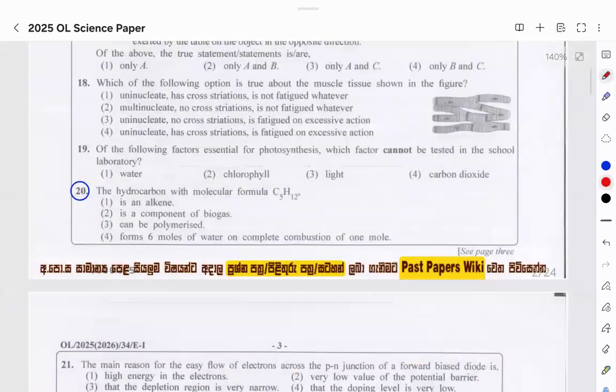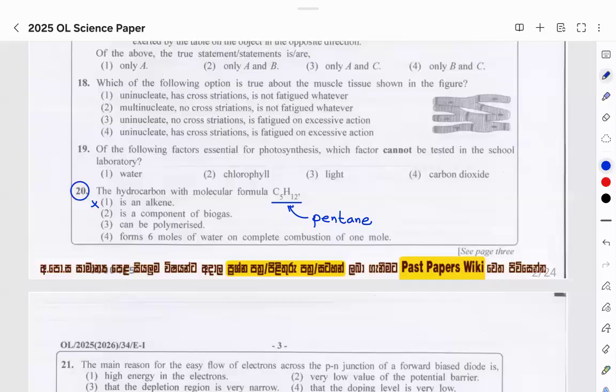The hydrocarbon with molecular formula C5H12. What is the name of this compound, students? So, what is this C5H12? Pentane. Okay, just now we discussed pentane. Is it an alkene? No, no. It's an alkane.